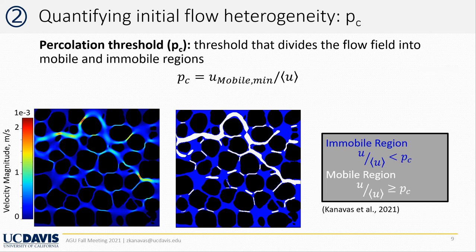A small PC indicates that the velocities in the mobile region are close to the average of the entire sample, hence a homogeneous flow field. A large PC indicates that the velocities in the mobile region are much higher than the average for the entire sample, hence a heterogeneous flow field.